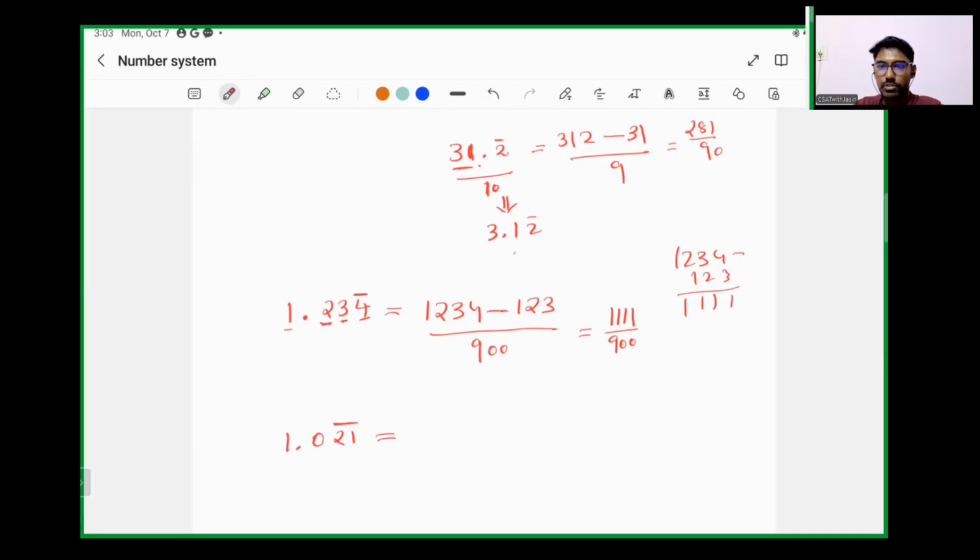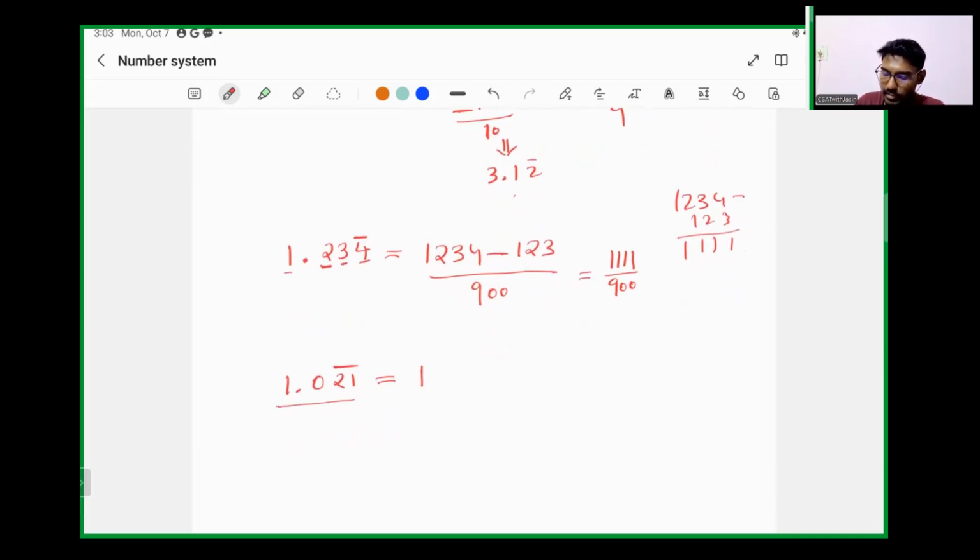If 0 comes also, don't worry, take it as a digit. Okay. What you need to do, just like before, there's no difference.